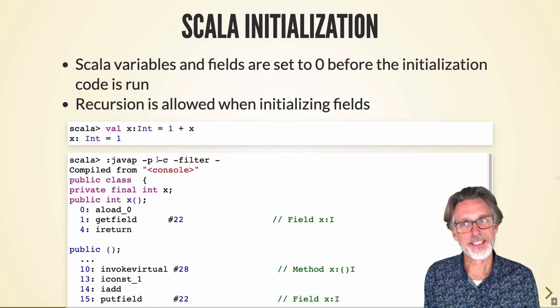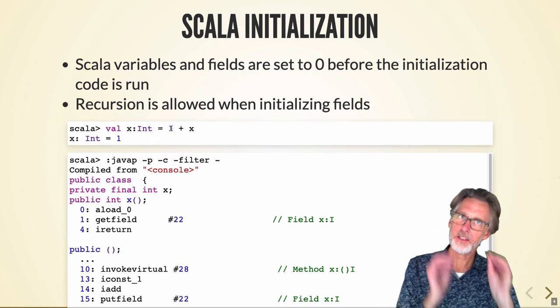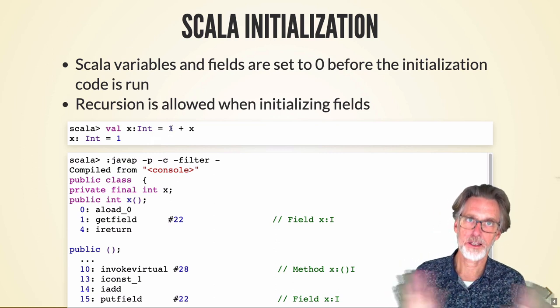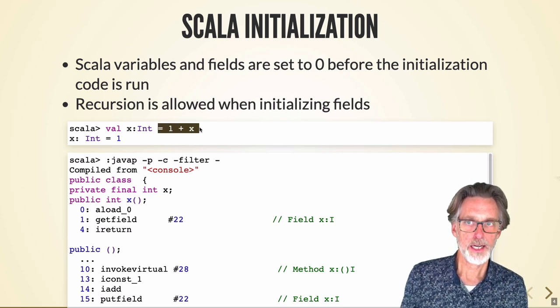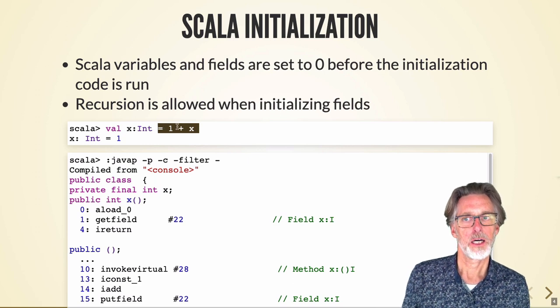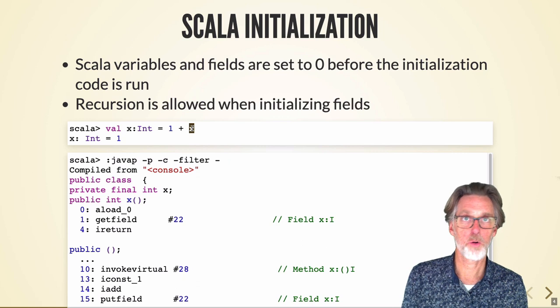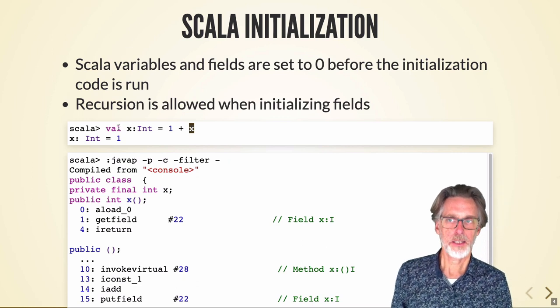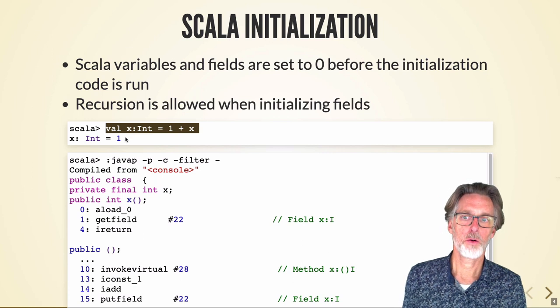In Scala, they decided to allow these kinds of recursive definitions, but they are defined in Scala, unlike C. Every field and variable in Scala is initialized to 0 before I run the right-hand side of any initializer. And therefore, x is defined here to be 0. It's not a coincidence. And this expression is well formed. It actually gives me the output 1.